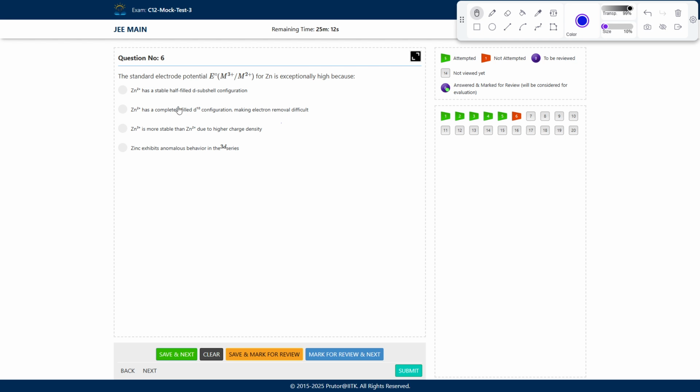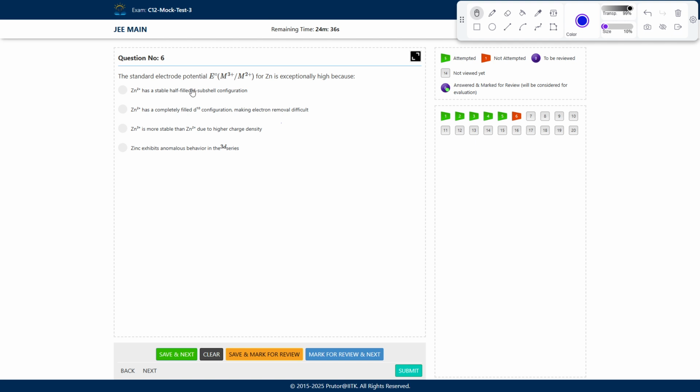So basically, if we talk about the configuration, zinc 2+ is going to have the completely filled configuration, that is d10, which is discussed in the second option. So zinc has exceptionally high E naught due to the zinc 2+ configuration, which is d10, fully filled and stable. That means removing an electron will need higher energy from its orbital, and due to which it has an exceptionally higher E naught value.